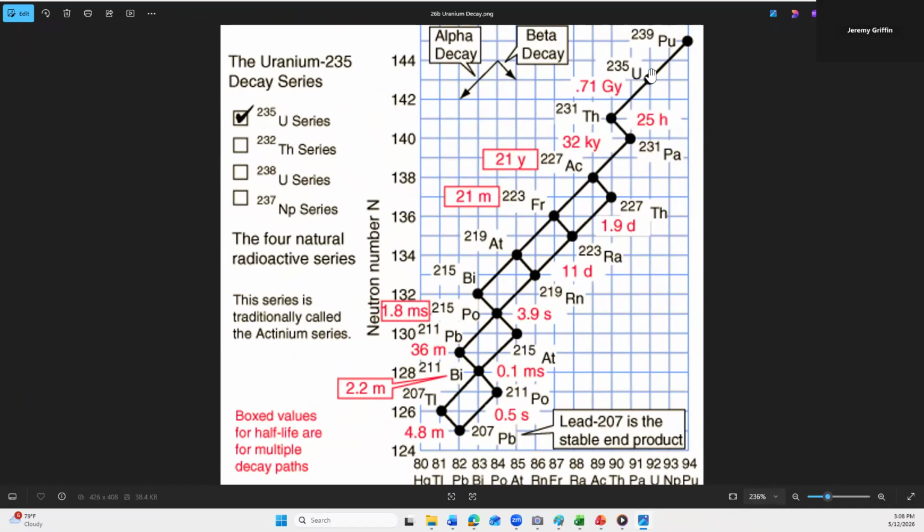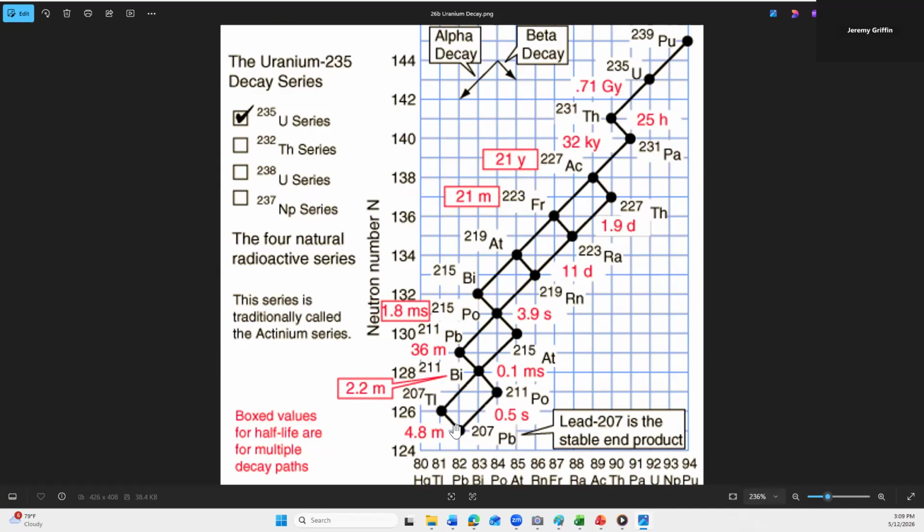So some atoms are radioactive and many are not, okay? But everything along this chain is, until you get to lead at the bottom. See this lead, right? And there's all different half-lives along this process. So to go from uranium to thorium takes, it says, 0.71 gigayears. Giga is like billions of years, right? And then from thorium to, I think it's palladium here, what is that, 25 hours, right? And then this half-life looks like 32,000 years. Some of these are days, some of these are seconds, milliseconds here.